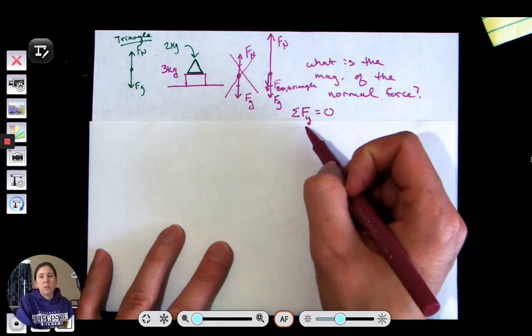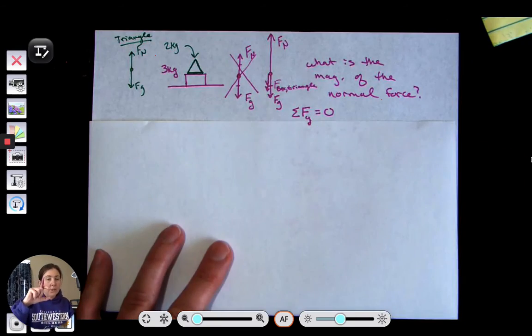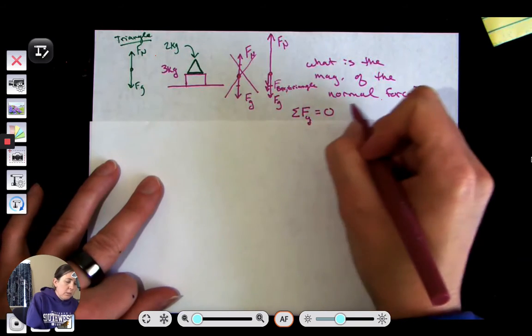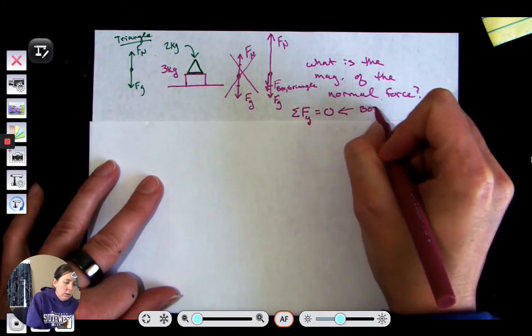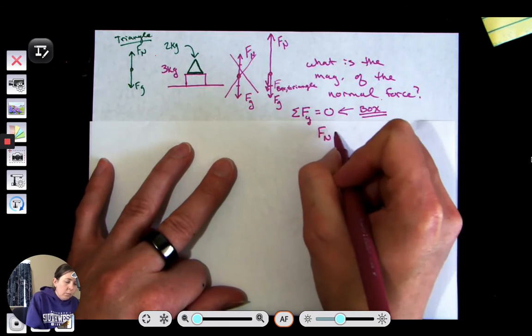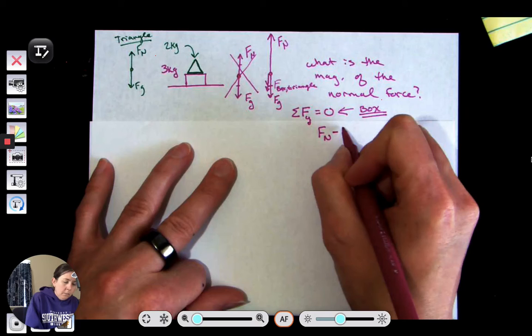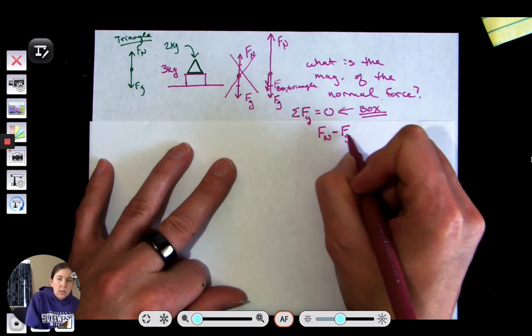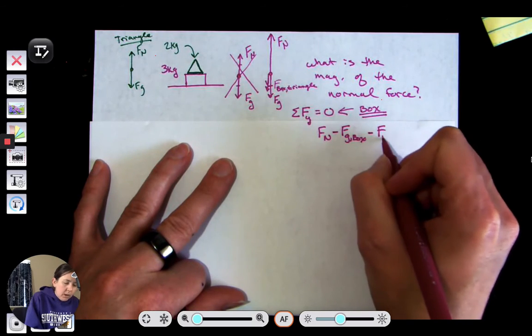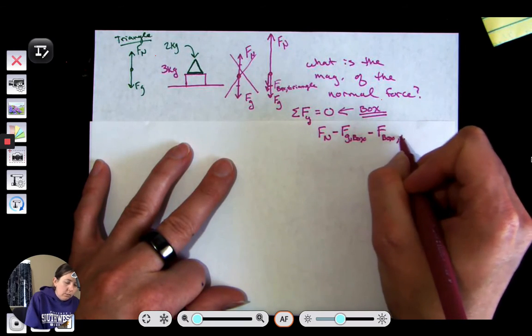because the sum of the forces in the y direction is going to be equal to 0, meaning the downward force is equal to the upward force. And because I have two downward forces, that's going to be equal to a bigger upward force. So the sum of the forces in the y direction, again, we're going to look at the box. And so I get the normal force going up minus the force of gravity, and I'm going to say that's the force of gravity on the box, minus the force on the box by the triangle.